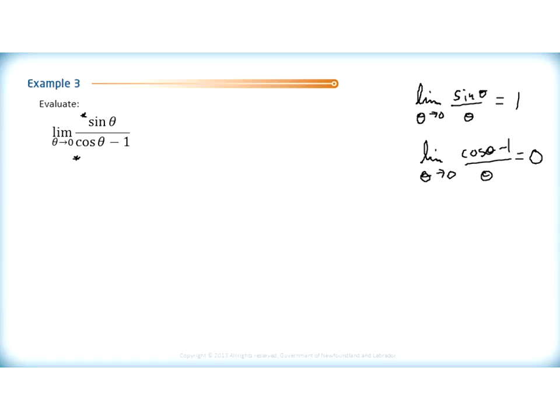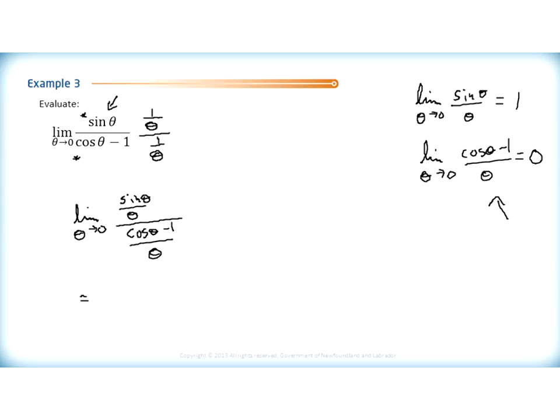All right, so let's tackle this then. What I want to do is, if I could get this numerator to be sine theta over theta, and if I could get this denominator to be cosine theta minus 1 over theta, I'd be in business. And since this is a fraction, it's perfectly a-okay for me to multiply the numerator and the denominator by the same thing, which is 1 over theta. All right, so this gives us the limit as theta approaches 0 of sine theta over theta divided by cosine theta minus 1 over theta. We'll leave it all as one limit for now.